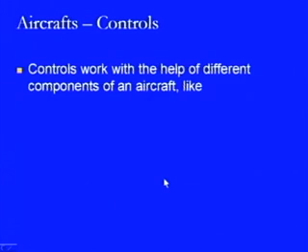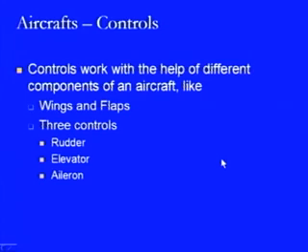Now, on the basis of this, what we can look at is that there needs to be some type of controls, and these controls will help in the movement of the aircraft in a more efficient and a safer way. So, there are some components on the aircraft itself, as I have shown in the previous diagram, which can provide us these controls, and these are the wings and flaps, and the three controls, that is rudder, elevator and aileron.